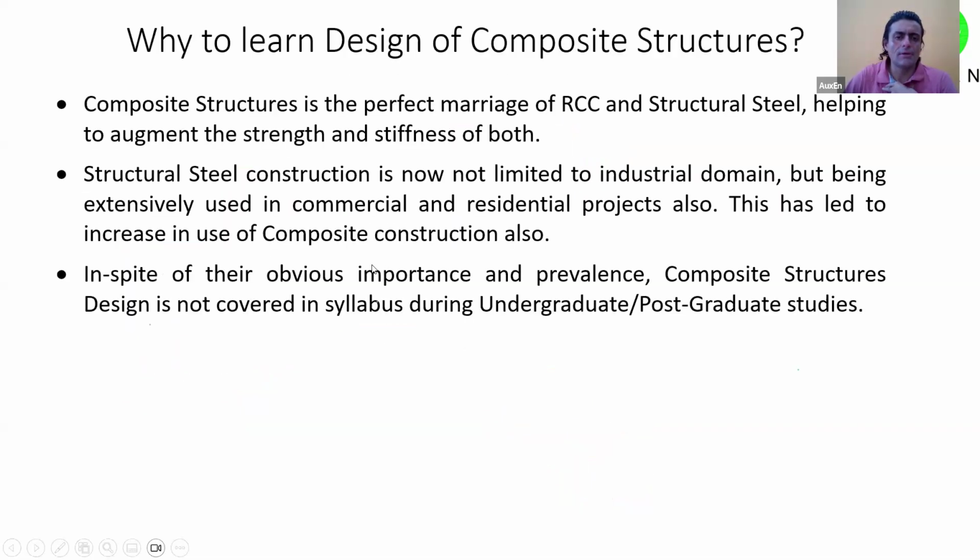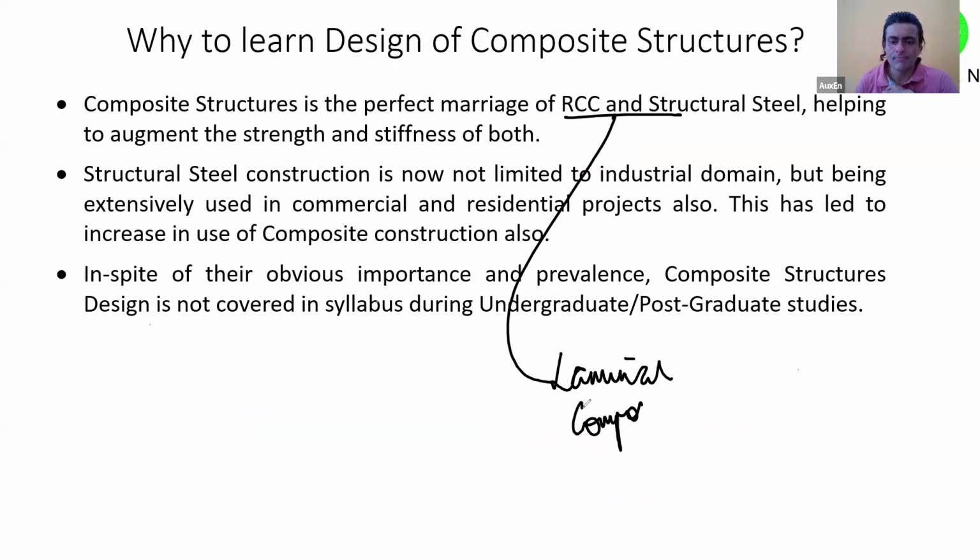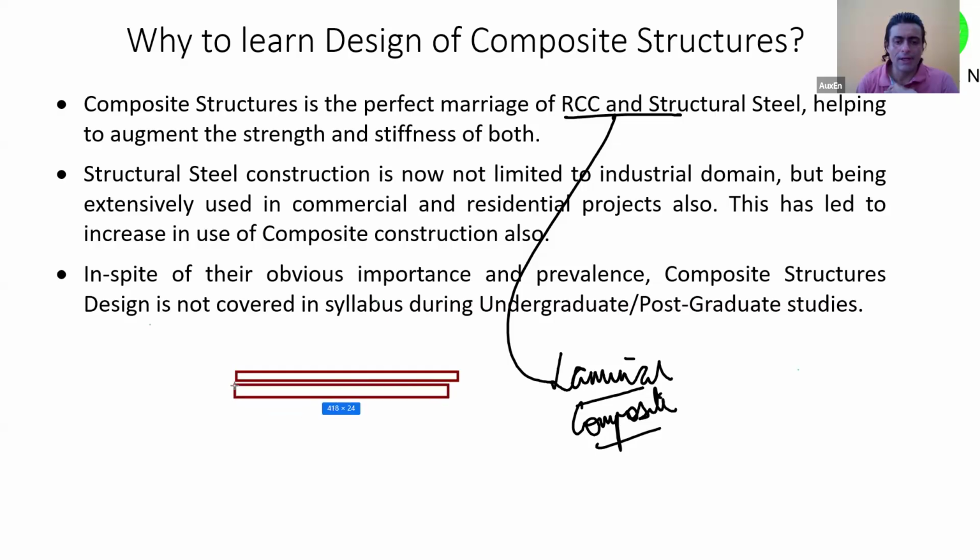You all know what is composite. So here we are not talking about laminar composites. I don't know if you know it or not, there are laminar composites also. Have you heard about laminar composites? So laminar composite would mean, for example, a plywood. How many of you have seen plywood furniture? I think all of you have seen plywood furniture. So there is one ply, then there is another ply, then there is another ply, isn't it?